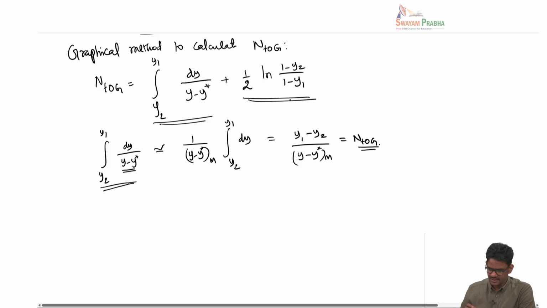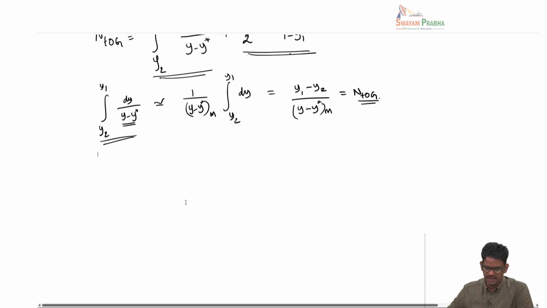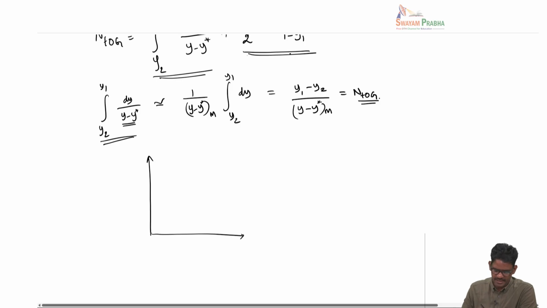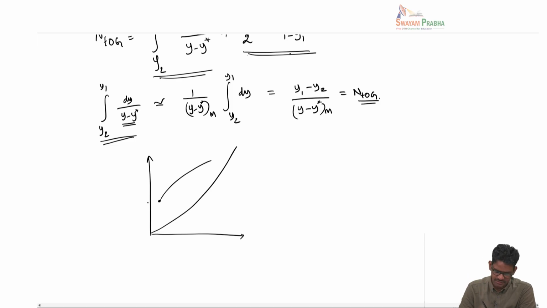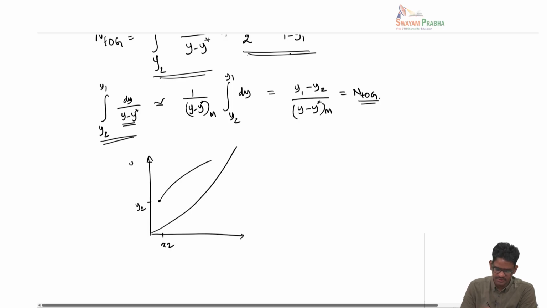So what I have done, graphically, if I have to show what I have done, is I have basically taken a problem where you may have a curved equilibrium line and you may have a curved operating line, and this is Y2, X2 and this point is Y1 and X1.